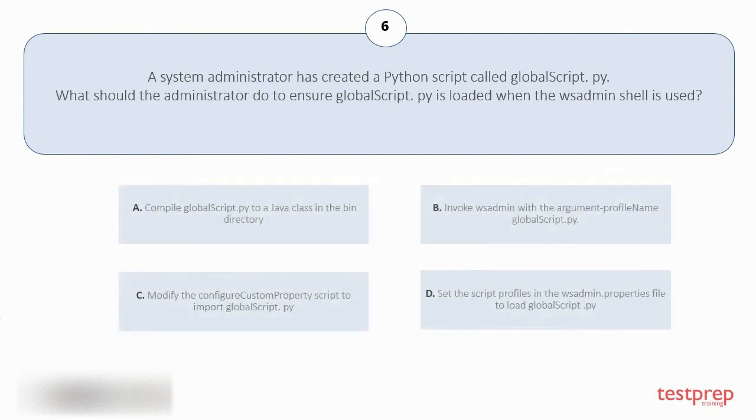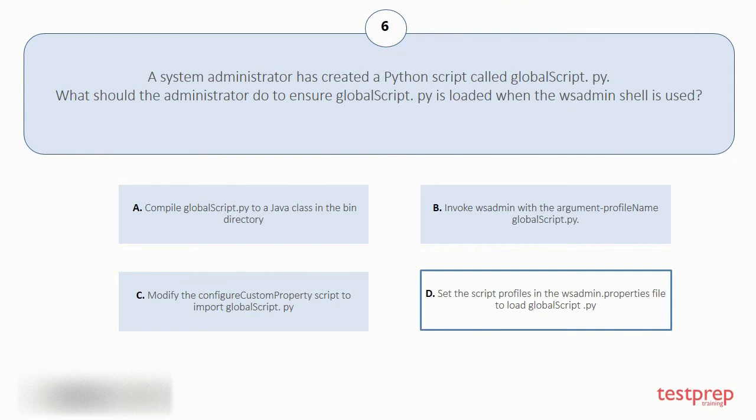Your options are: A. Compile global script.py to a Java class in the bin directory. B. Invoke vsadmin with the argument profile name global script.py. C. Modify the configure custom property script to import global script Py. D. Set the script profiles in the vsadmin.properties file to load global script Py. The correct answer is option D.